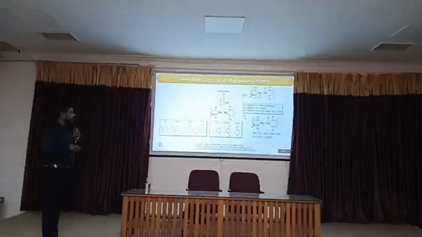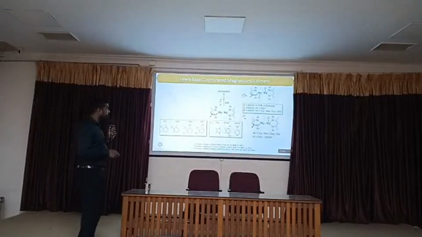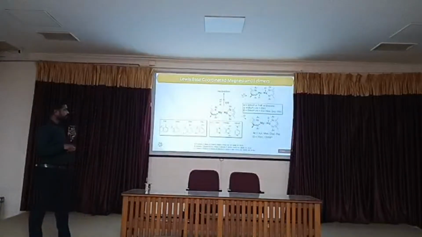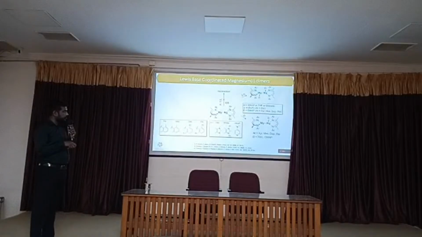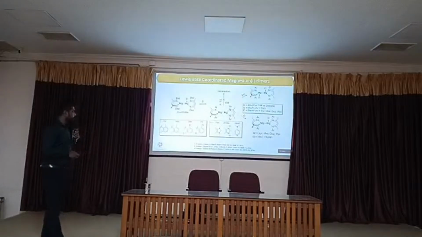When I went there, I thought, instead of using DMAP, I could use an N-heterocyclic carbene, which is a sigma donor and pi acceptor. So I tried the same reaction. Instead of two, only one carbene coordinates to one of the magnesium centers, even though I used two equivalents. I expected the same product, but only one carbene is coordinated, maybe for steric reasons, making it difficult for another carbene to coordinate.